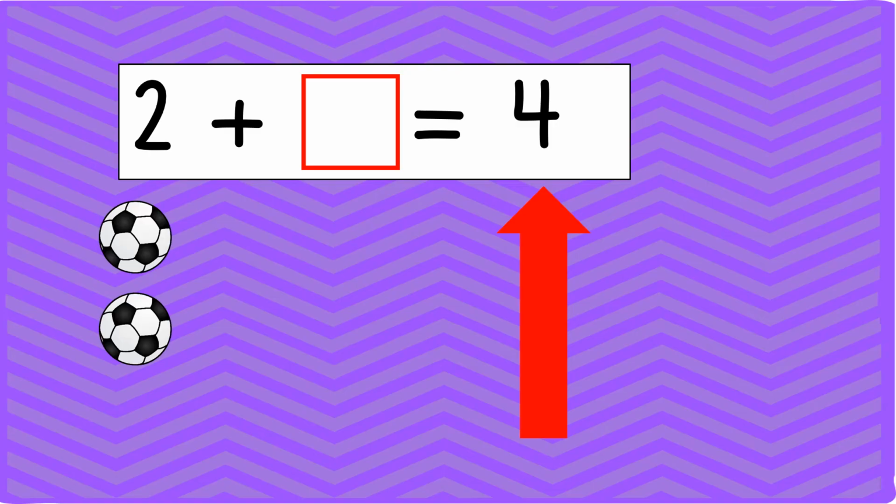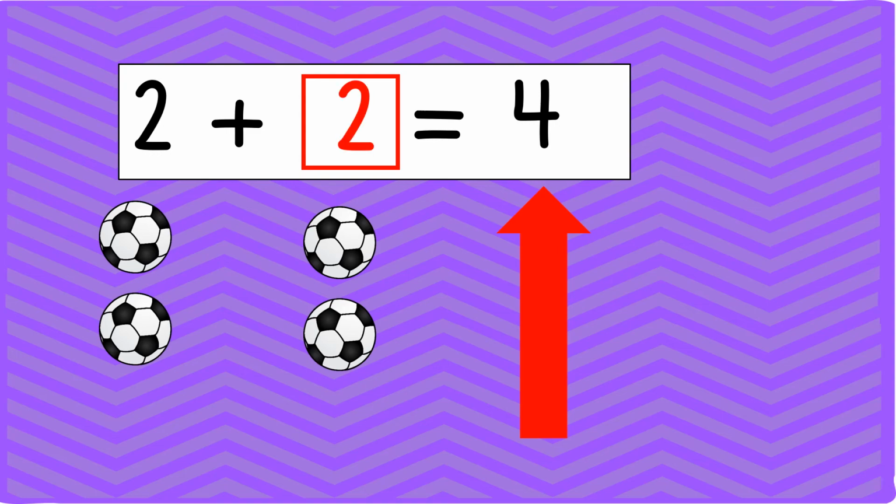So we're going to start at 2, and then we're going to count on. Ready? 2, 3, 4. So how many did we add on? 2. You're right. So 2 plus 2 equals 4.